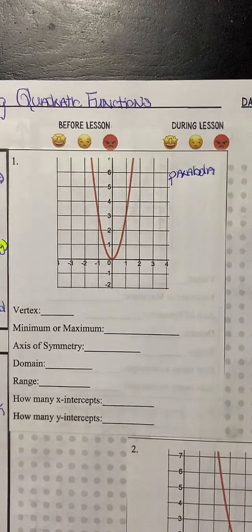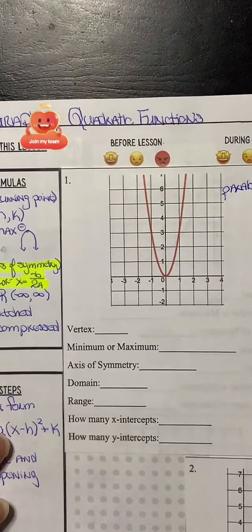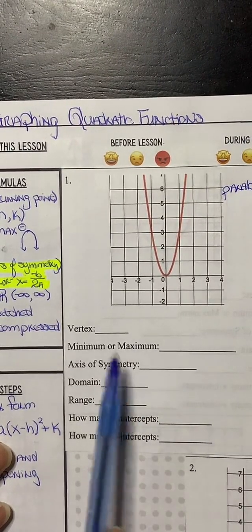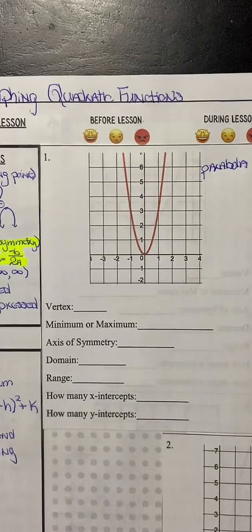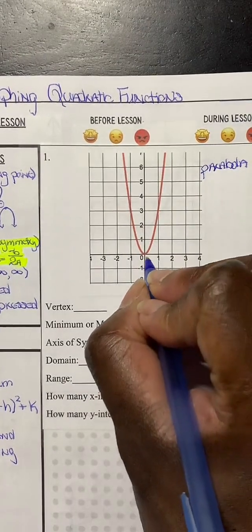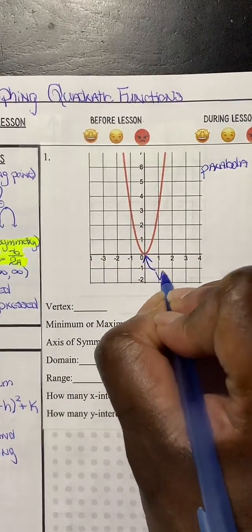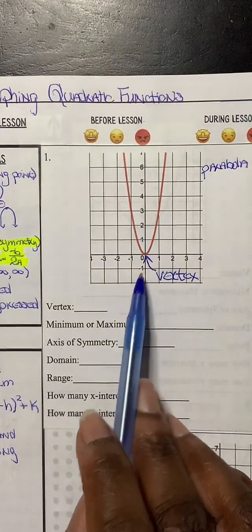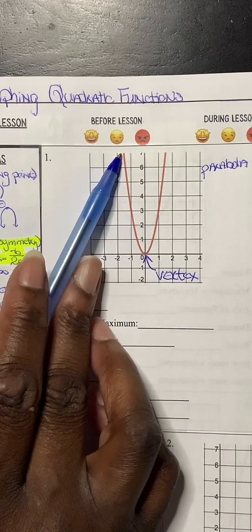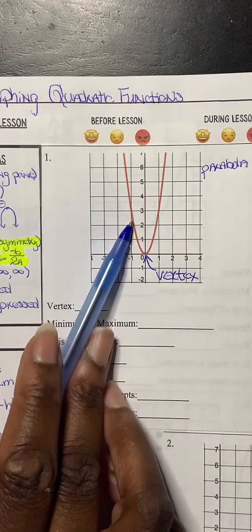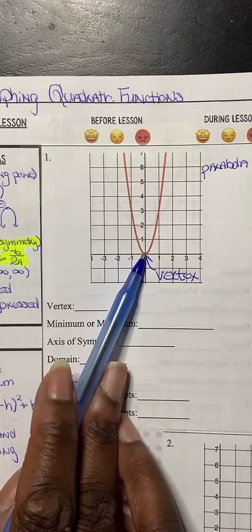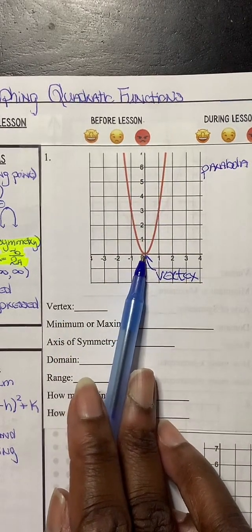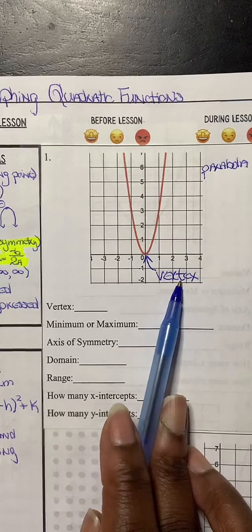Now, there are certain things that you need in order to figure out how you're going to find what's called the vertex. Now, the vertex is what they like to call your turning point. Notice, if I start over here, the graph was going down, down, down, down, down. Then it hit a point, and then it started going up. The point that it hit when it changed direction is called your vertex.